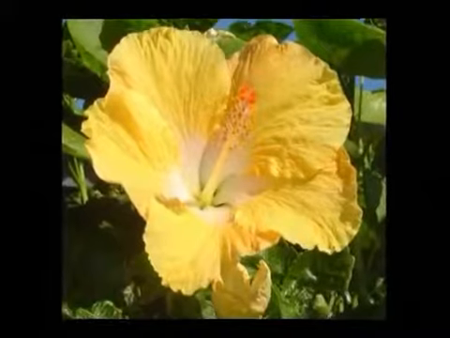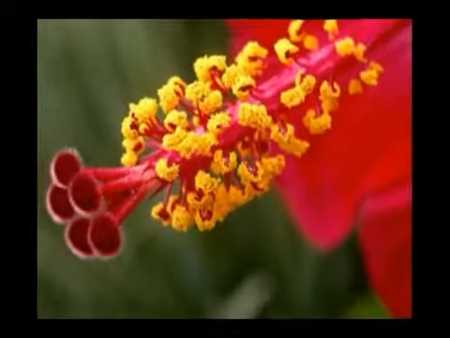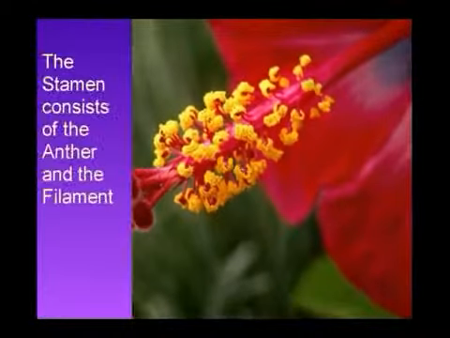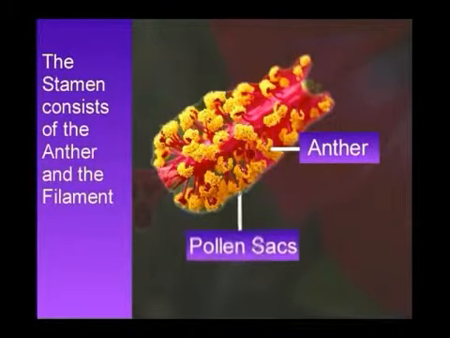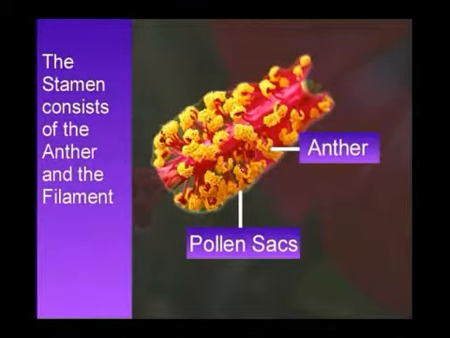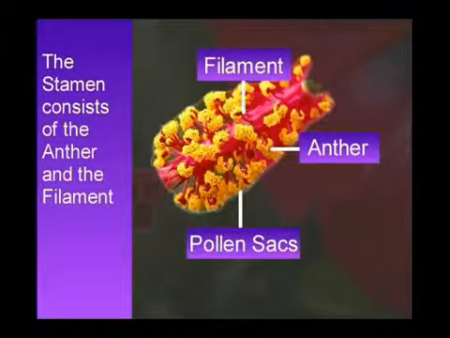Now, let us look at the different parts of a flower inside the petals and sepals. The anther contains the pollen sacs of a flower. When the pollen is released, it sticks to the outside part of the anther and is transferred to another flower or the stigma of the same flower. The stalk of the anther is called the filament.